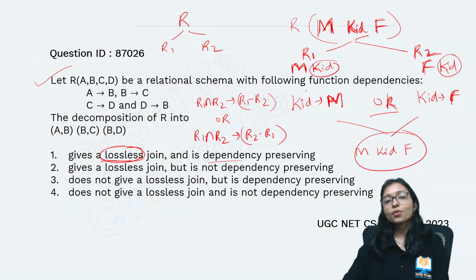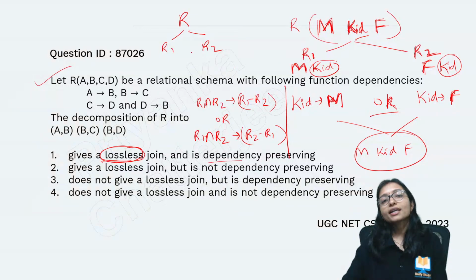This is where you are getting confused. It is actually the kid. What is in the intersection? In the intersection between them is the kid.